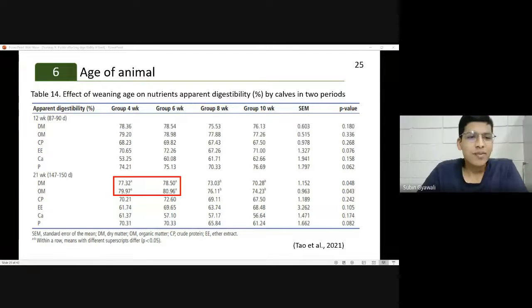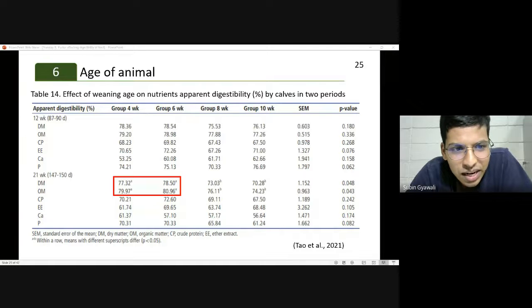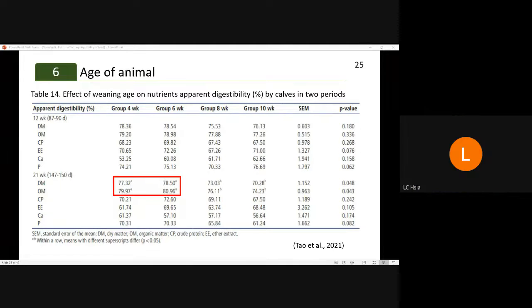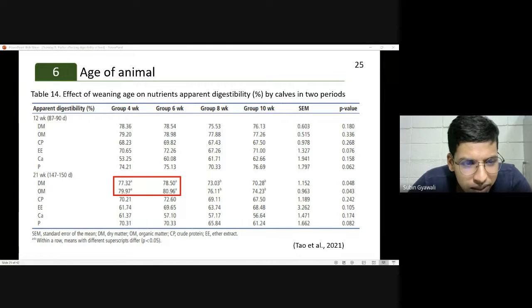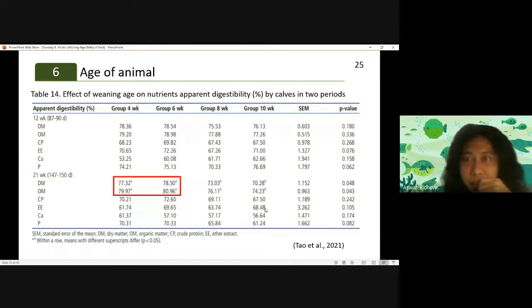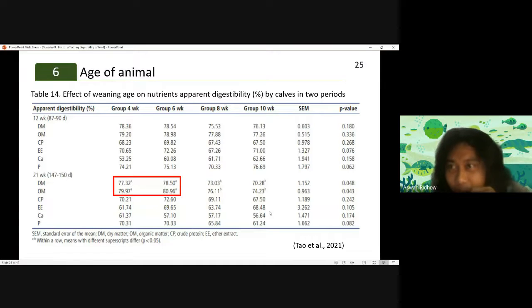Yes, of course. But in this table, if we see the dry matter, organic matter, crude protein, ether extract, calcium, and phosphorus. Can you see the apparent digestibility of ether extract? It's increased in the late weaning. Only ether extract. But if we look at the P value, it seems like it's not significant yet. Yes, it's not significant.